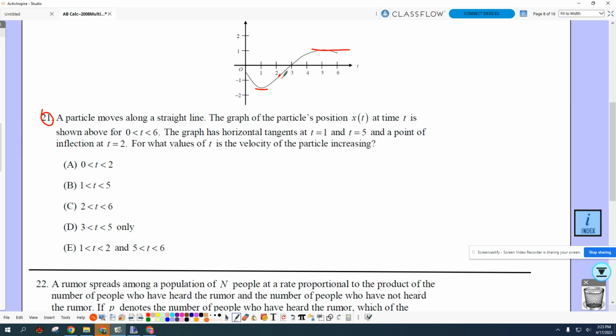So is it asking where is acceleration positive? Yeah, the velocity is increasing when the acceleration is positive. And the acceleration is positive when the graph is concave up. And the graph is concave up from 0 to 2. Say it again slower. The velocity is increasing when the acceleration is positive.